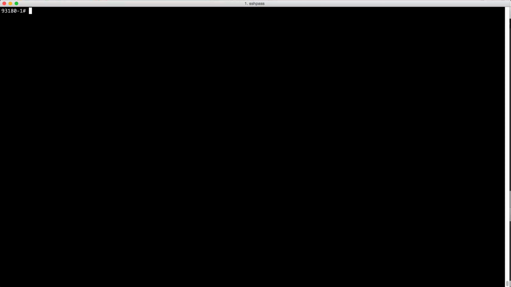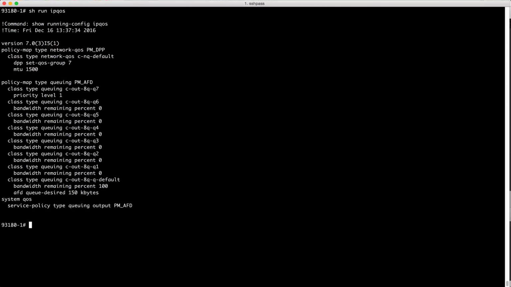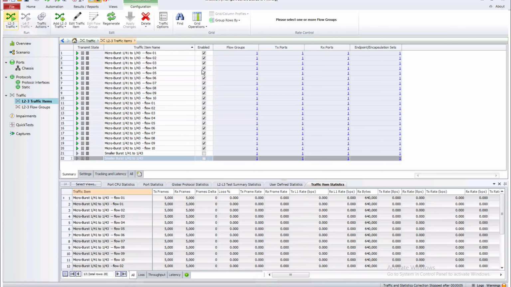Okay, so now let's focus on MicroBurst monitoring. We're going to start with the same QoS policy as we had before. I have disabled the elephant flow for simplicity, and what I did is I have just resent the microburst.